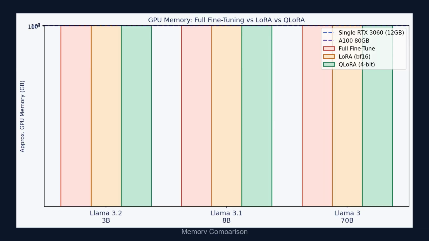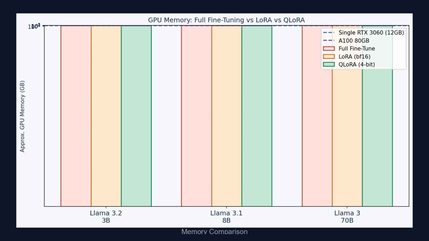This chart compares GPU memory requirements across full fine-tuning, LoRA in BF16 and QLoRA in 4-bit for several model sizes. The pattern is consistent and stark. Full fine-tuning bars dwarf the others at every model size. For a 3B model like Llama 3.2, full fine-tuning already consumes a substantial fraction of a high-end GPU's memory.